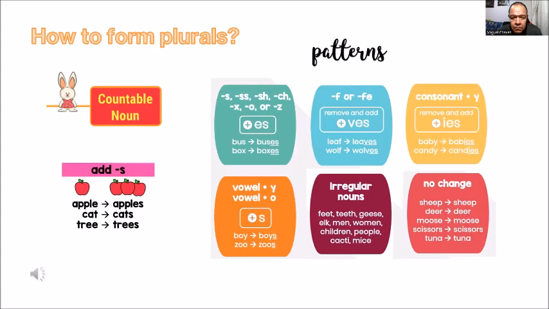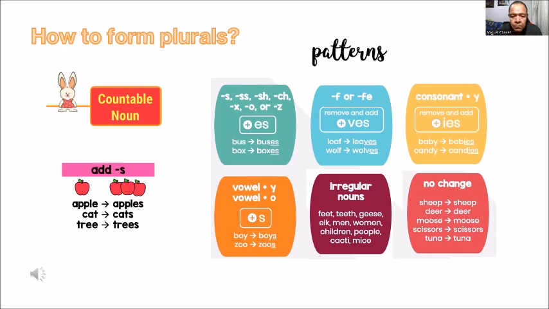Plural nouns refer to more than one person, place, or thing. We usually form plurals by adding letters to the end of the word. But there are several rules and exceptions. Add s to most nouns. For example, apple, apples, cat, cats, tree, trees.